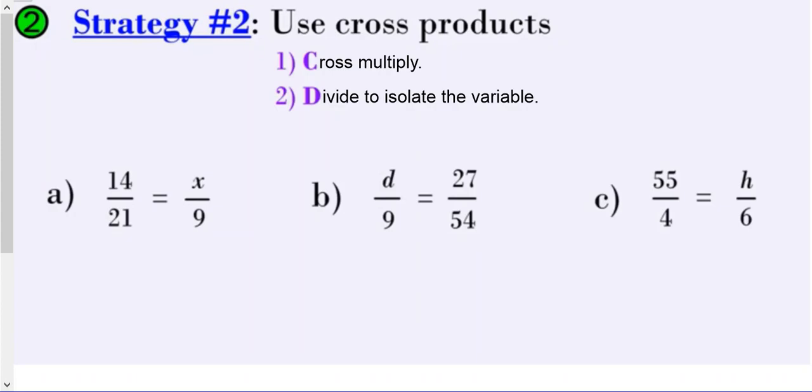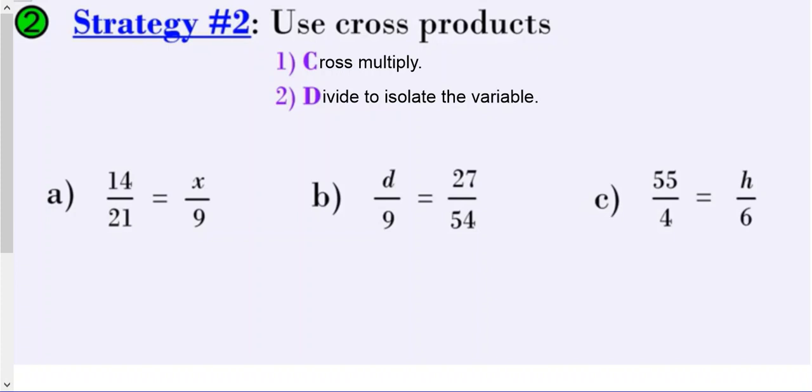Alright, next strategy, number 2. We can use cross products to find the unknown variable. So when we use cross products, the first thing we're going to do is cross multiply, and then that's going to create a new equation, and then we're going to divide to isolate the variable. Okay, so make sure you pause, get this information written down, and then come back and work through these examples alongside me.